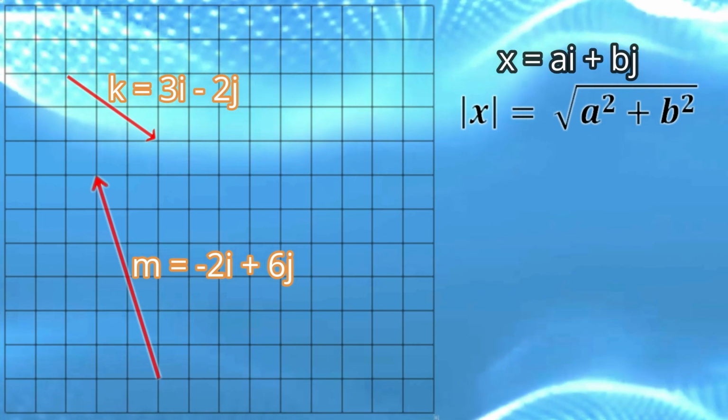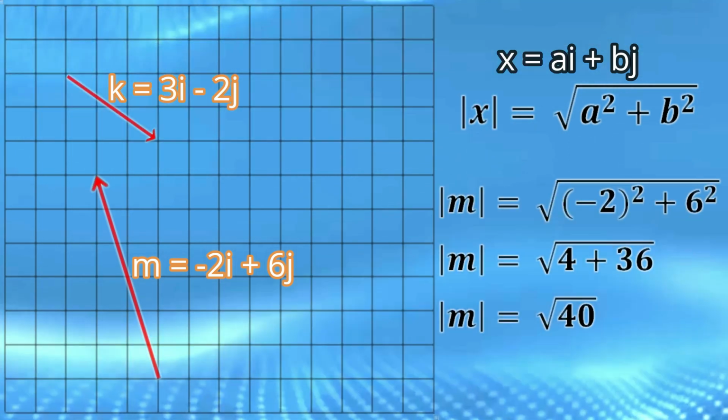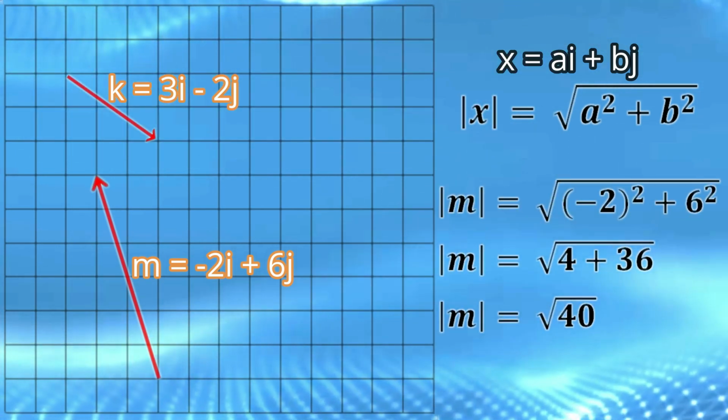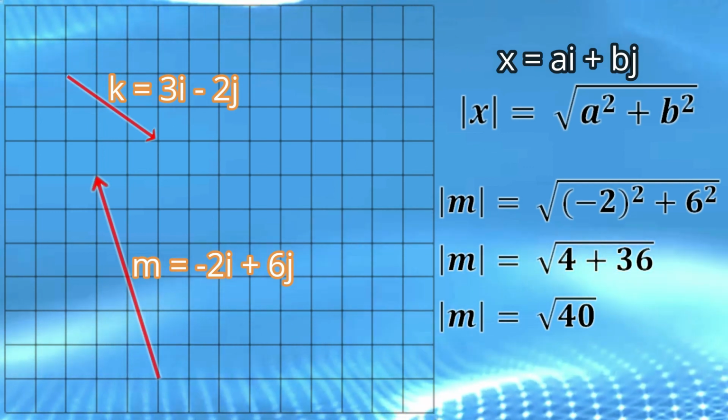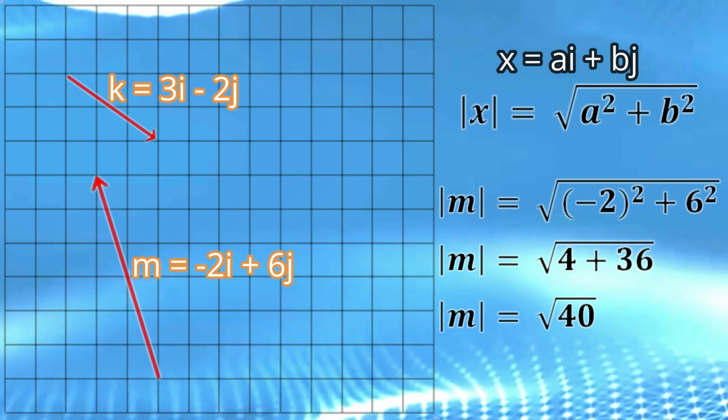How about the magnitude of m? The magnitude of m equals the square root of negative 2 squared plus 6 squared, equal to the square root of 4 plus 36, equal to the square root of 40.